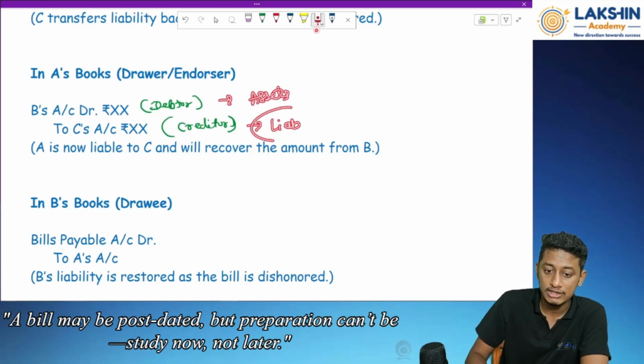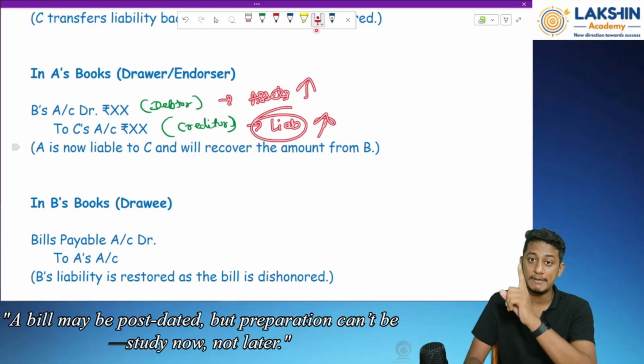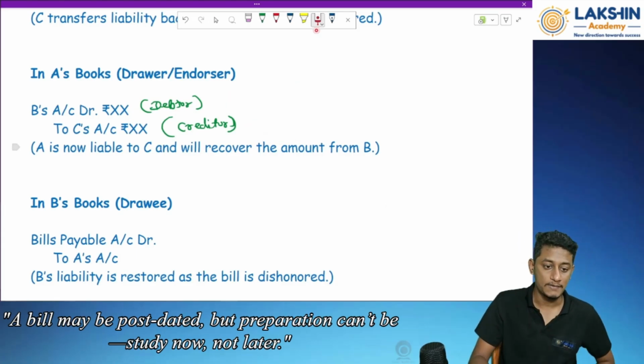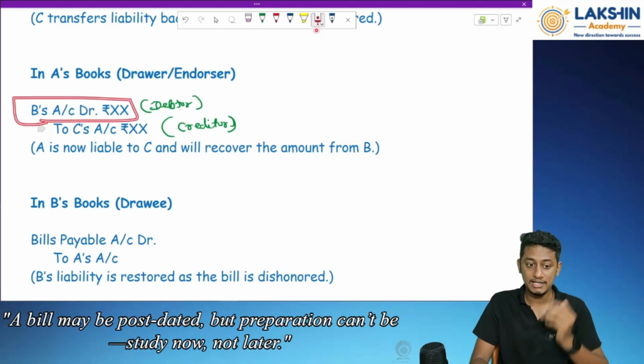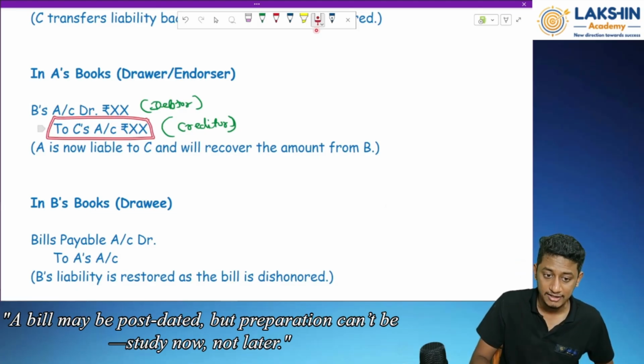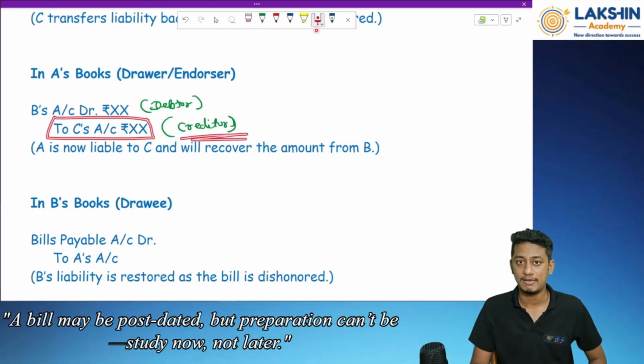We know that whenever a liability increases, we will credit the account, and whenever an asset increases, we will debit the account. Remember this, clear? Okay. So because of this, B's account is debited to increase the debtor's balance. Mr. C's account is credited because I need to increase the creditor's balance, which is a liability.